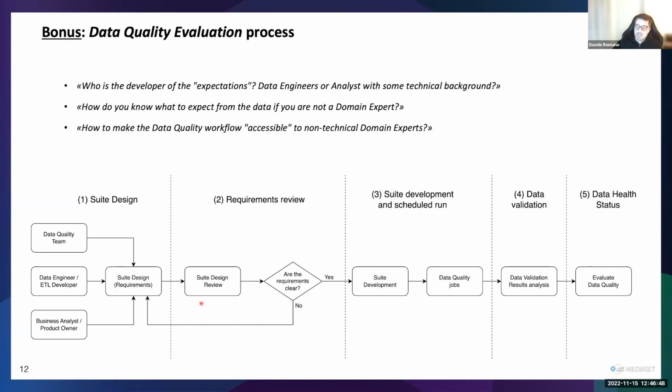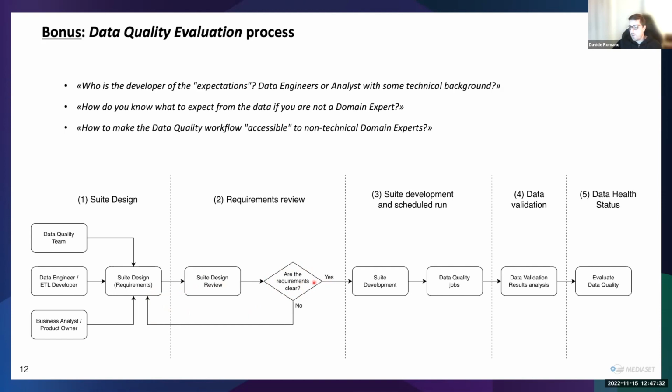So the next step is called requirements review. Here, Great Expectations experts, so people who actually know how to develop expectation suites and custom expectations, that could be the data quality team or maybe just a developer, have to review the previously written requirements document, and they have to answer the question: are the requirements clear enough? If the answer is no, then you have to go back to the document and cycle inside this loop at least until you reach the answer yes to the question, are the requirements clear enough?